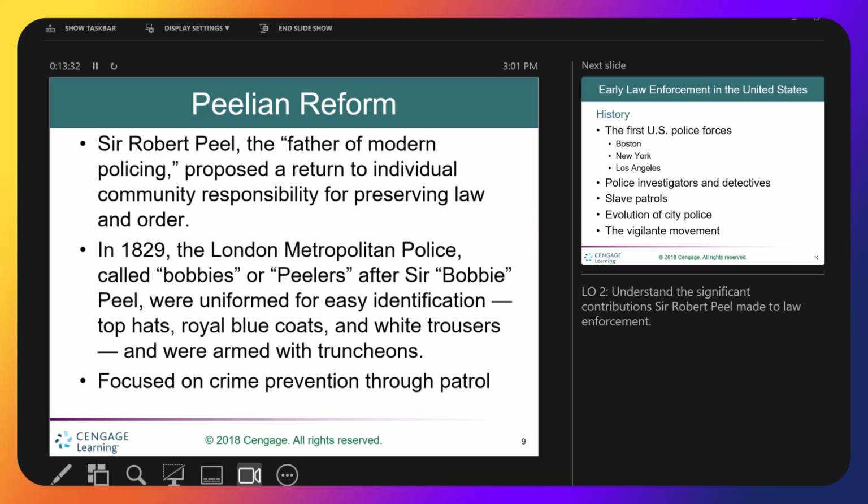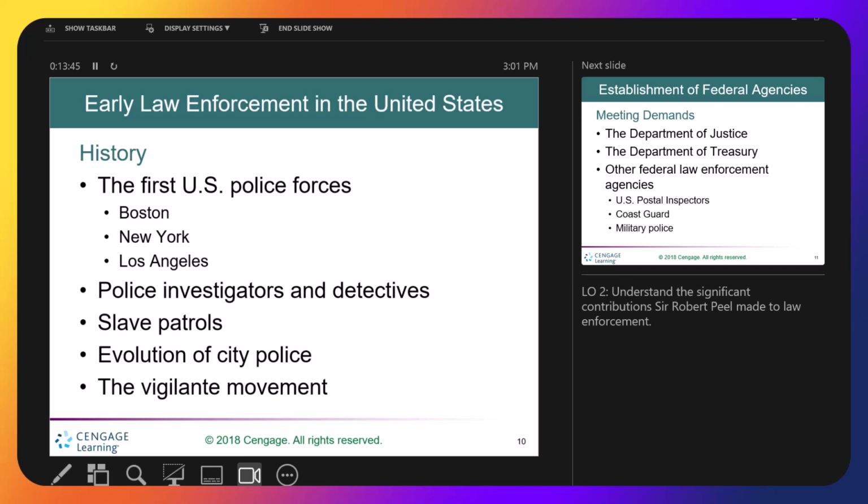This blueprint that he established in 1829 was the blueprint that established pretty much how most law enforcement agencies, particularly in the U.S., work today. And the first U.S. police forces were in major metropolitan areas. You look at New York, Boston, and L.A. When all of these departments set up, they all set up utilizing stuff that was from Peel in 1829.